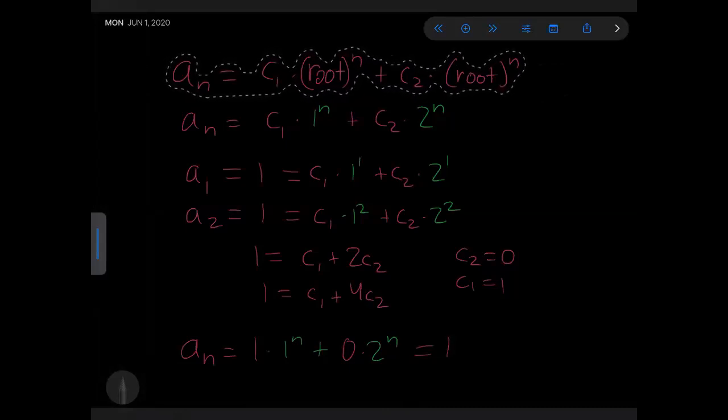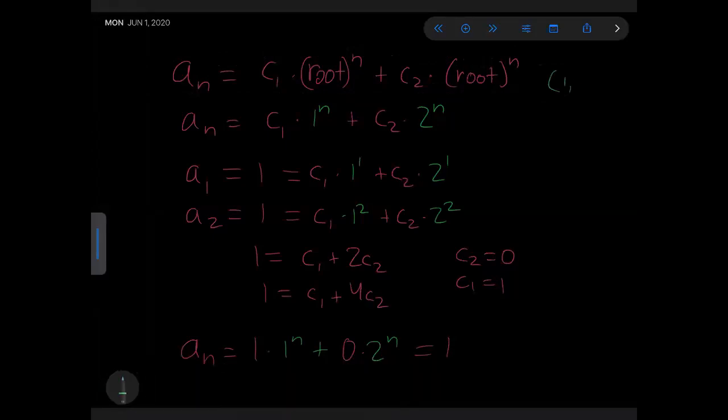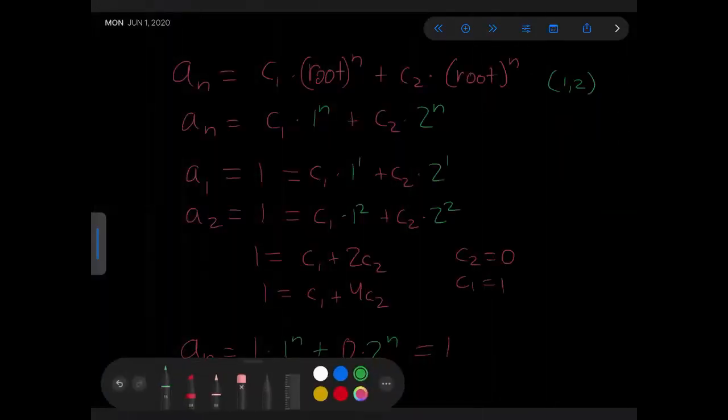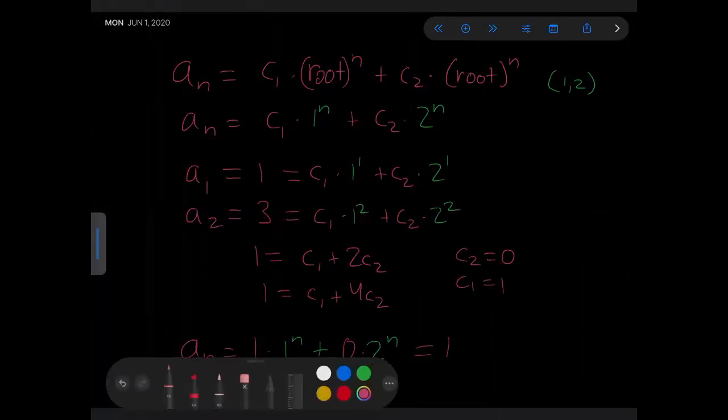But what we're going to say is that our two roots are 1 and 2 from our previous polynomial. And we have our constants C1 and C2. C1 times 1 to the n plus C2 times 2 to the n. And we changed our base case so we can go over this again. Our first two terms are 1 and 3. So what is the rest of the sequence? That's what we are trying to find out.